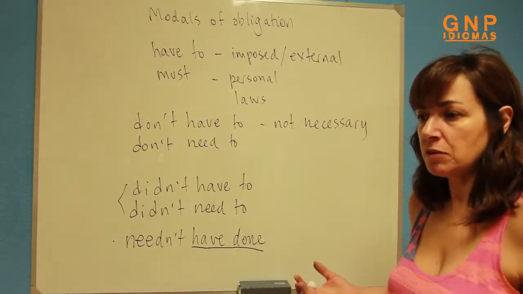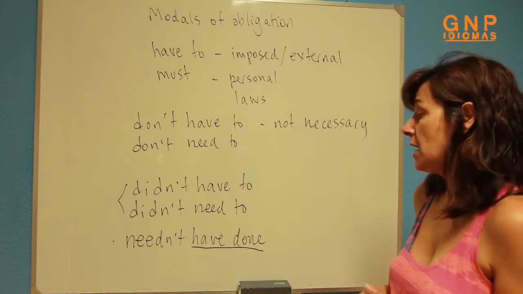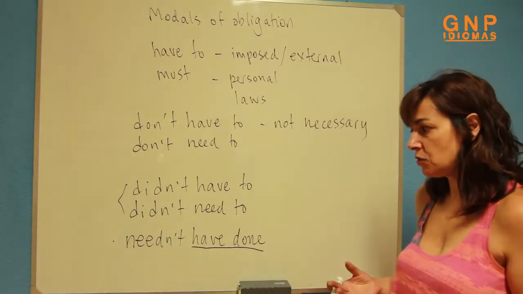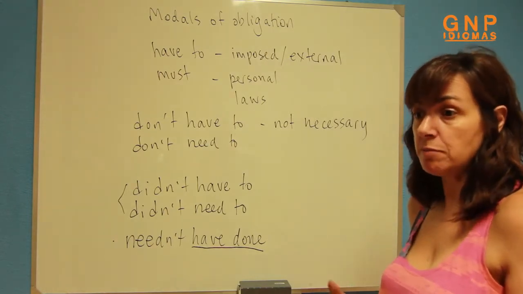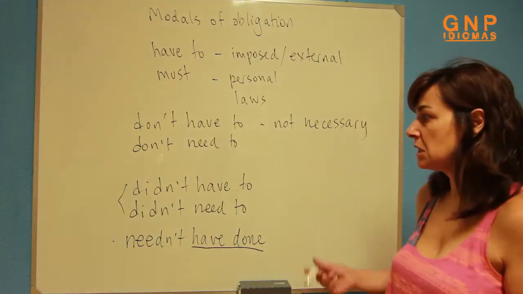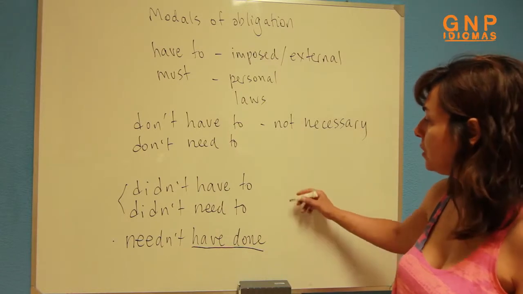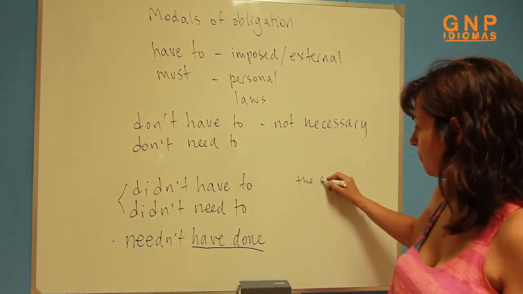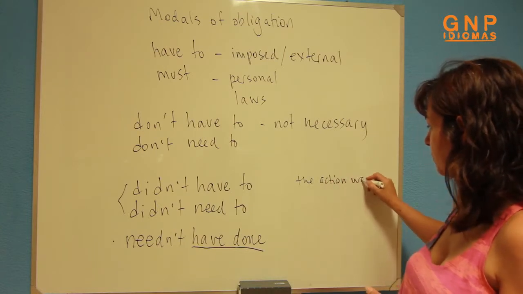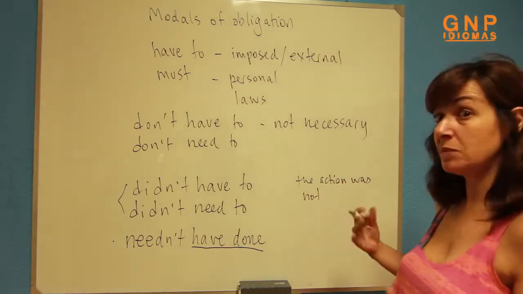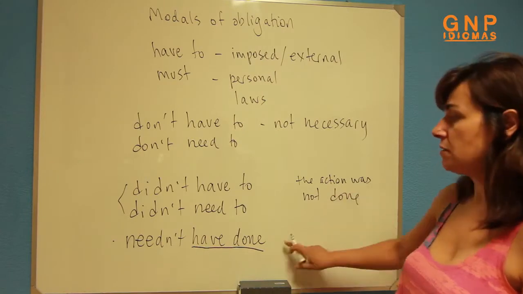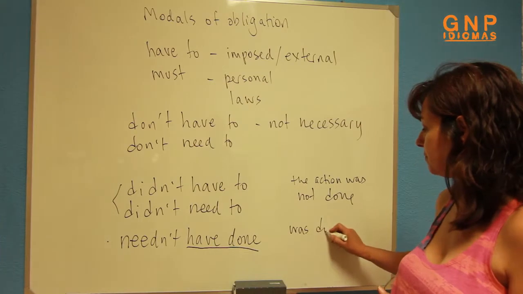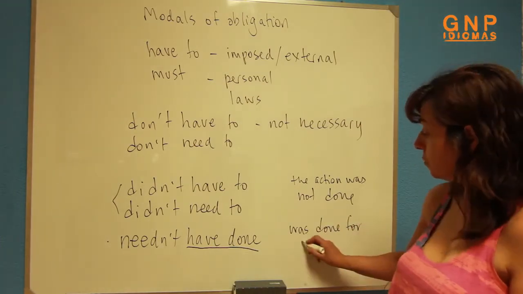But let's say you make a reservation in a restaurant, and it turns out that the restaurant's empty. You made the reservation for nothing, and you would describe that situation as, I needn't have made the reservation because the restaurant's empty. So they become different because here you were warned and you didn't do it. So the action was not done because you were informed in time. Whereas this one, the action was done for nothing. It's a waste of time.